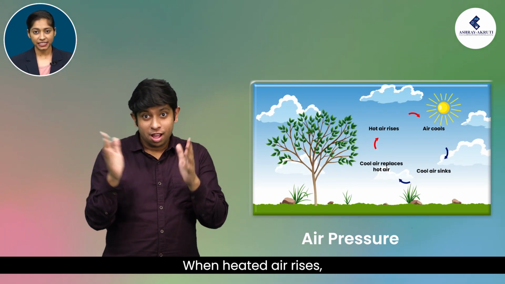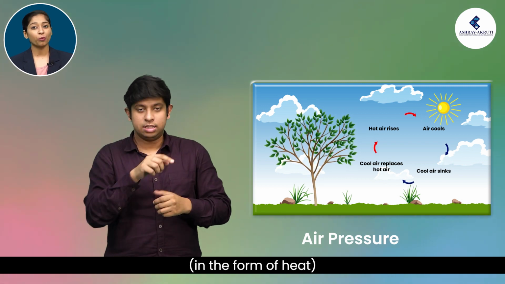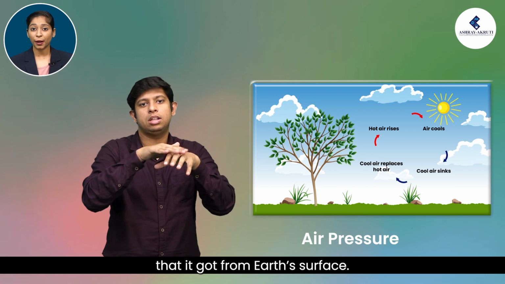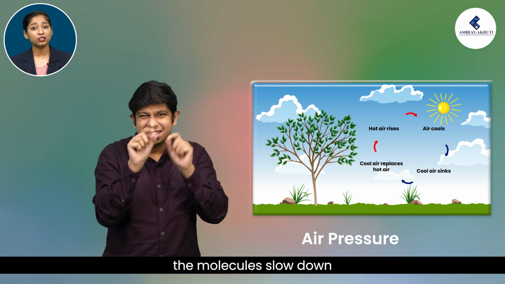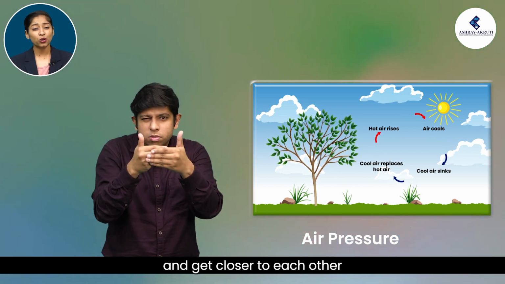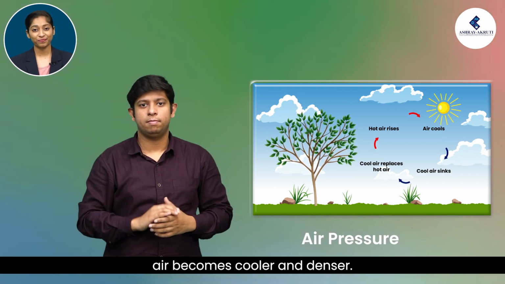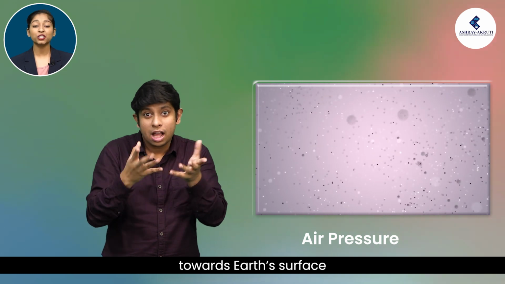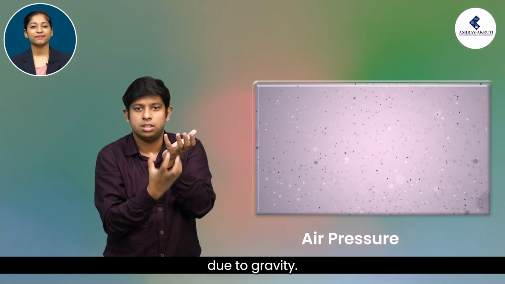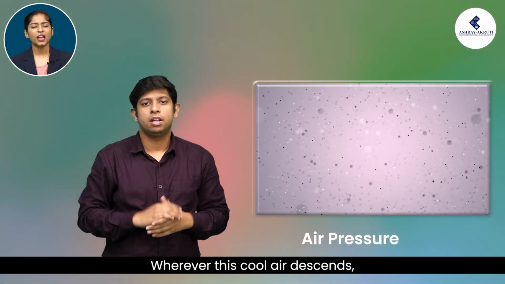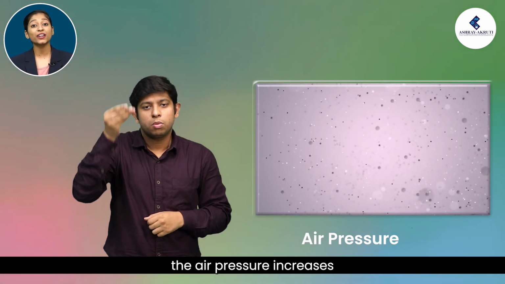When heated air rises, it starts losing the energy in the form of heat that is got from Earth's surface. When the energy decreases, the molecules slow down and get closer to each other. Air becomes cooler and denser. Dense air starts falling back towards Earth's surface due to gravity. Wherever this cool air descends, the air pressure increases.